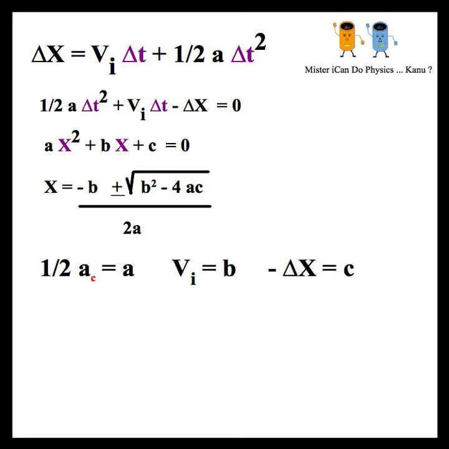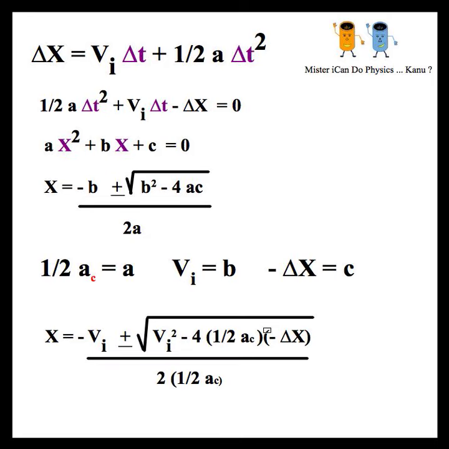Now, all we need to do is substitute our values from the physics equation for a, b, and c into the quadratic equation. Making that substitution, we see that x, in our case delta t, equals negative v sub i plus or minus the square root of v sub i squared minus 4 times 1/2 the acceleration times the negative displacement, all over 2 times 1/2 of the acceleration.